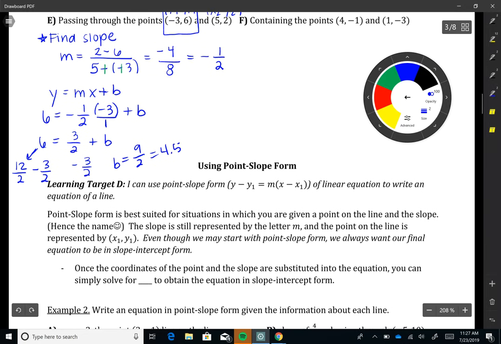But we are going to write our equation, y equals my slope, negative 1/2 times x, and then plus, I'm just going to write 9/2 from my b. You could put 4.5 if you like.